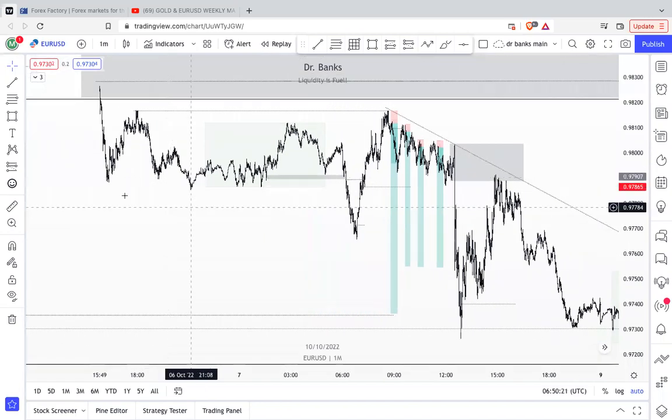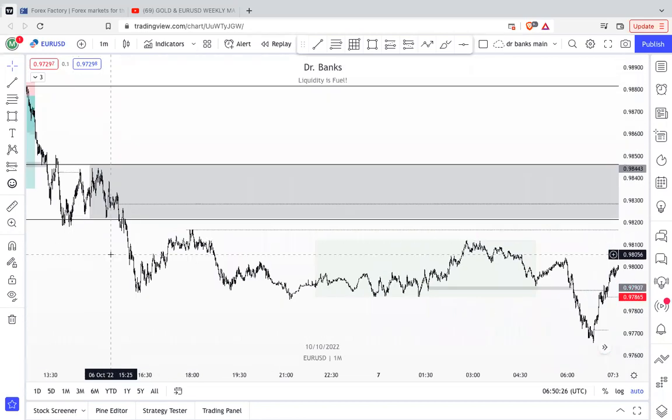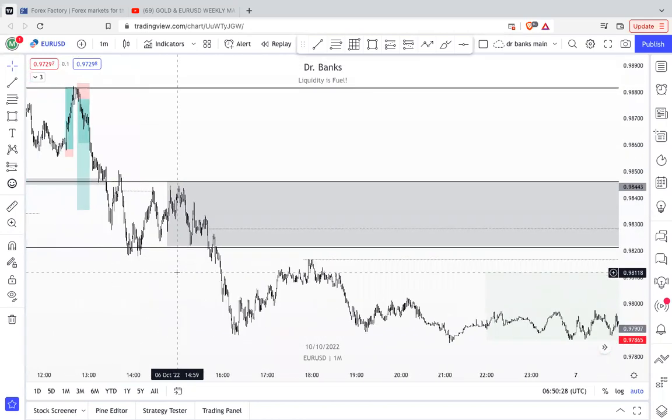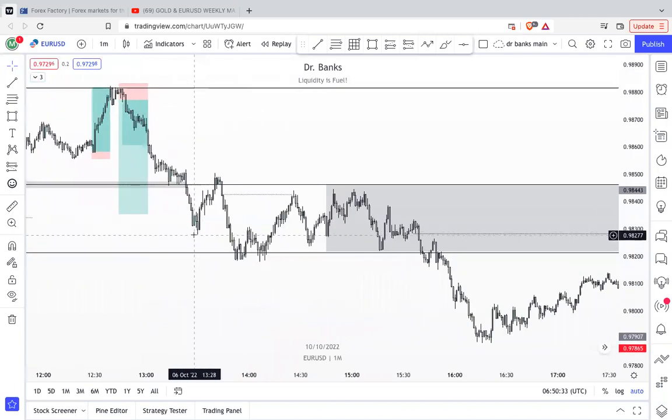EOF is simply expectational order flow. It is not what price must do. It is what I expect price to do. Inside this area, we have some sort of flip zone that price had come to respect based on candlestick structure.